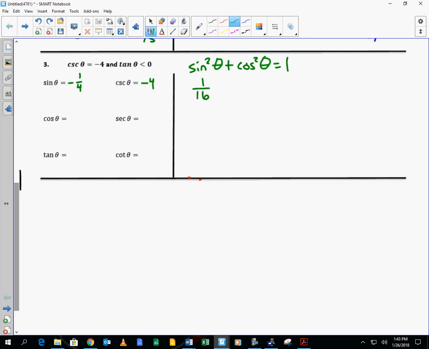Sometimes when people square a negative, they come up with a negative. Every time you square something, you come up with a positive, unless you're squaring an imaginary number, and that will not come up in this situation, okay? I'm not squaring any imaginary numbers. 1/16 plus cosine squared. Good, 16 over 16.